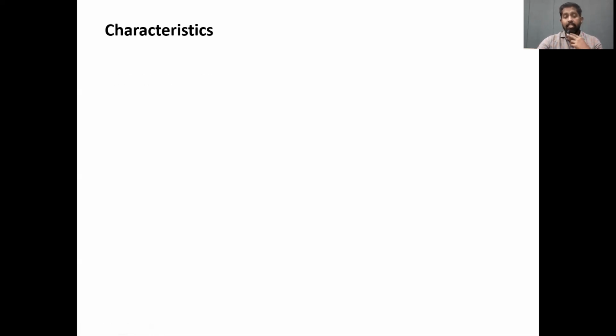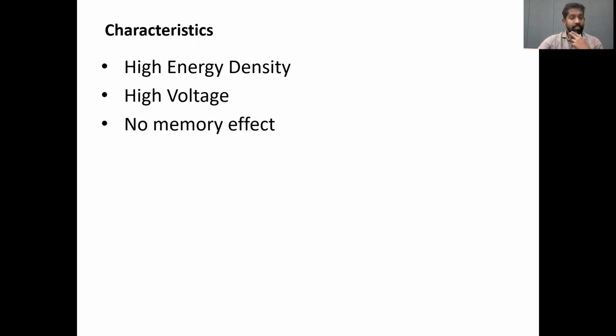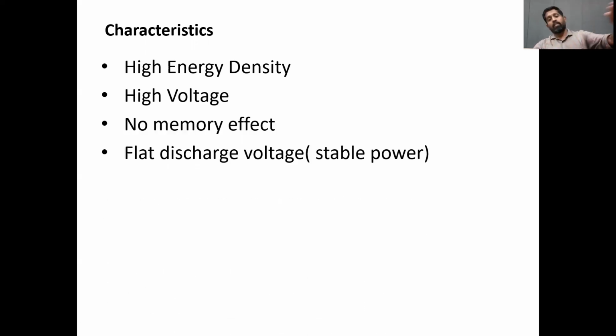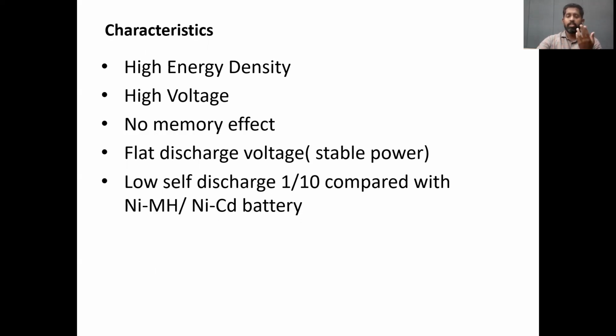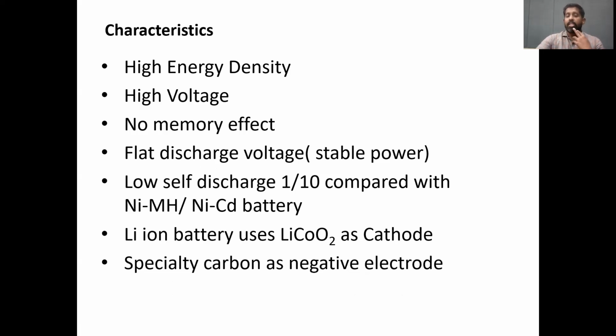What are the characteristics of a lithium battery? It has high energy density, obviously high voltage, and no memory effect. It has very stable power, that means a flat discharge voltage is observed. Low self-discharge: it will not get discharged if not kept in use, and self-discharge is very low compared to nickel cadmium batteries. In lithium ion batteries, we use lithium cobalt oxide as the cathode and specialty carbon as the negative. We are going to discuss lithium ion batteries in detail.